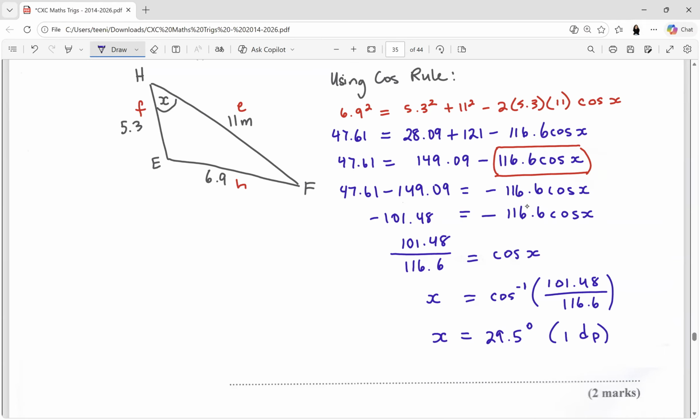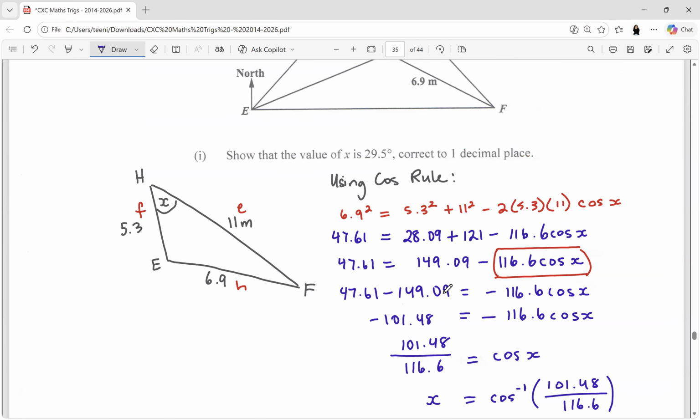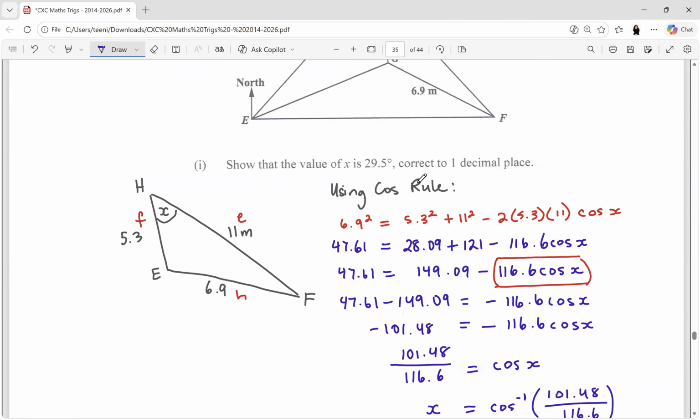And you write QED to mean that we have proven it or we have shown it.